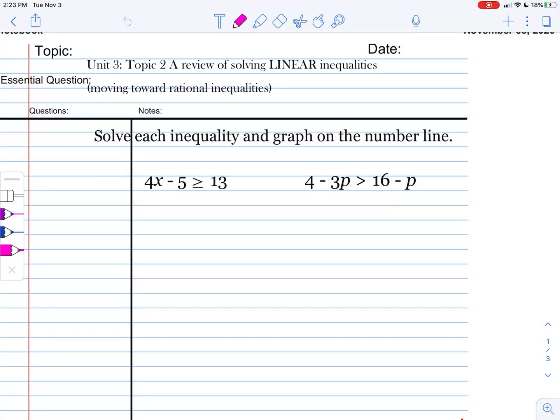All right, topic 2 is a review of solving linear inequalities. So this technically is not a topic in this unit, if you will, but we are moving towards solving rational inequalities. And in topic 1, rational meant fraction. So we're doing some stepping stones, and this is stepping stone 1. How do you solve, and then put these on a number line and write the answer out.